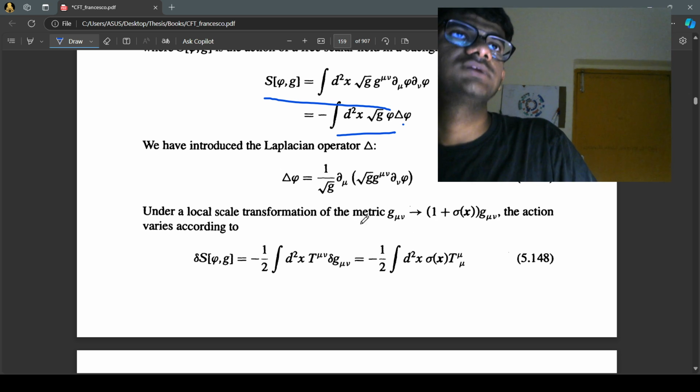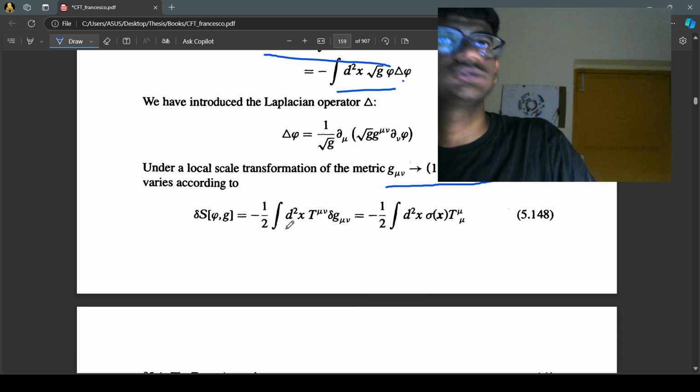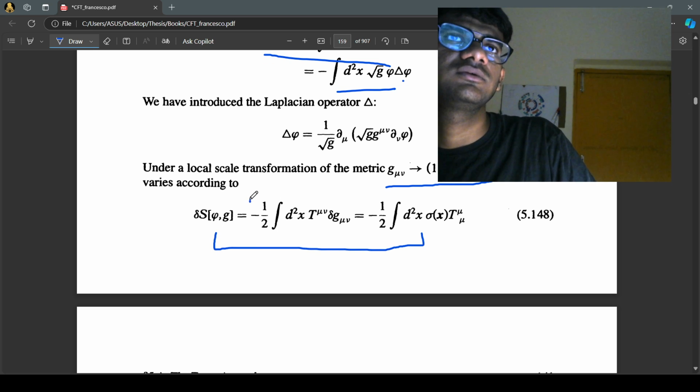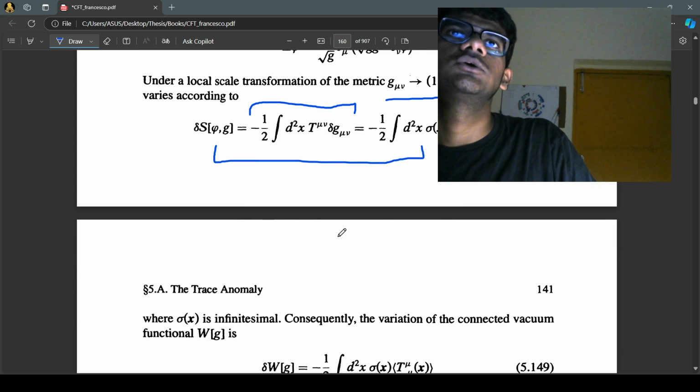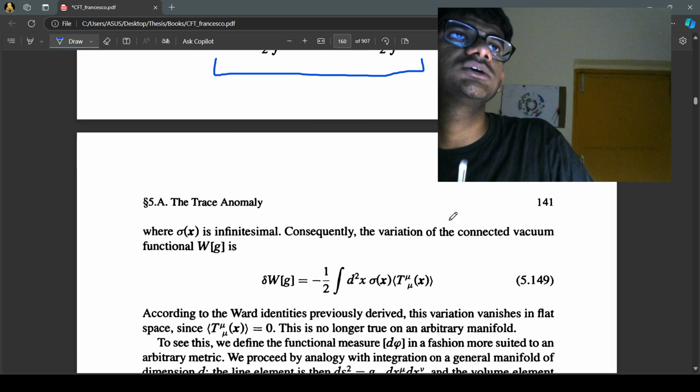Under a local conformal transformation, the metric transforms this way, sure. And how your action changes is this, yeah, sure. So then consequently the variation of the connected vacuum functional. What was the connected vacuum functional?